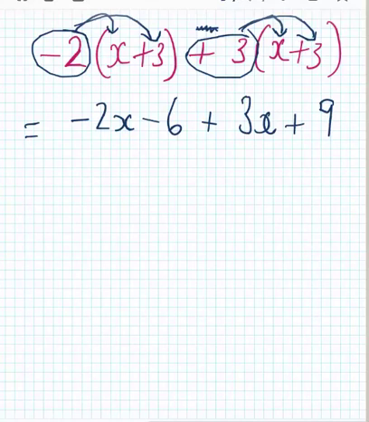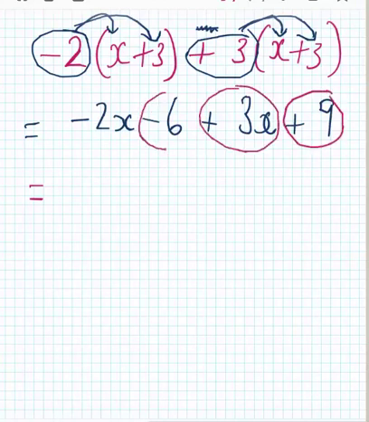Now, we don't stop here. We have expanded, but we can continue simplifying now. And you notice that we have negatives and positives. There's no times in between everything. So we can only add like terms. So what I'm going to do is circle to the left, just so I don't make a mistake with my negatives. And I have minus 2x.